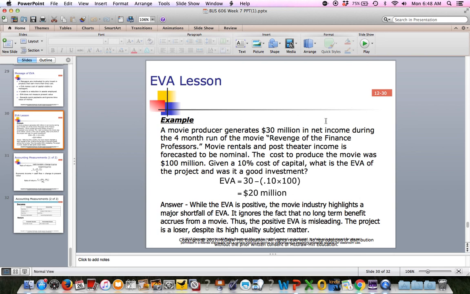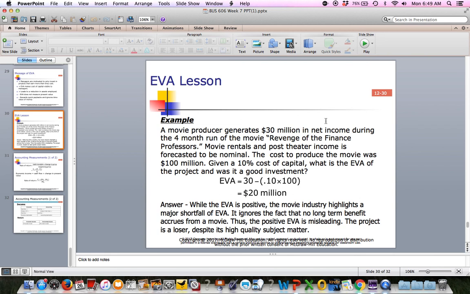Movie rentals and post-theater income is forecast to be nominal. So in other words, not much income after that. So basically the revenue and the expense from that will be almost the same. The cost to produce the movie was $100 million, given a 10% cost of capital. What's the EVA of the project, and was it a good investment?